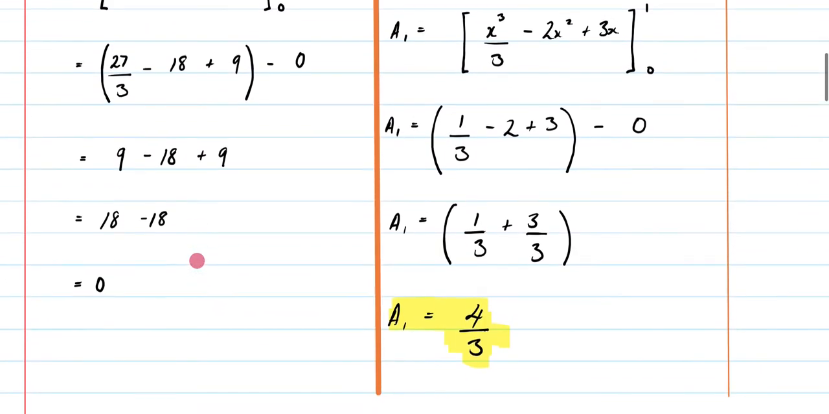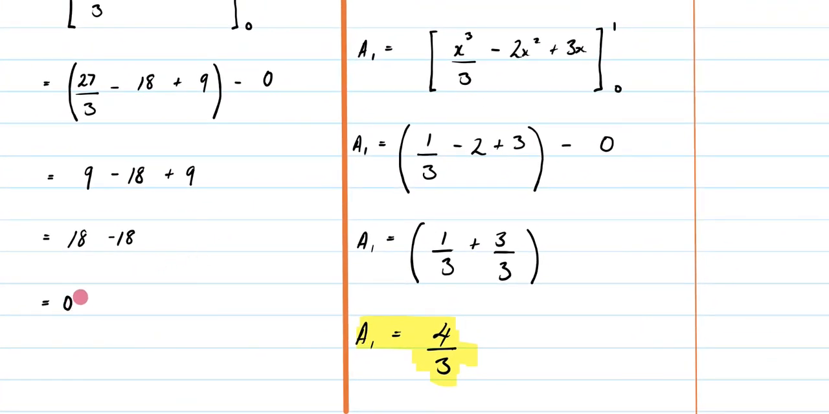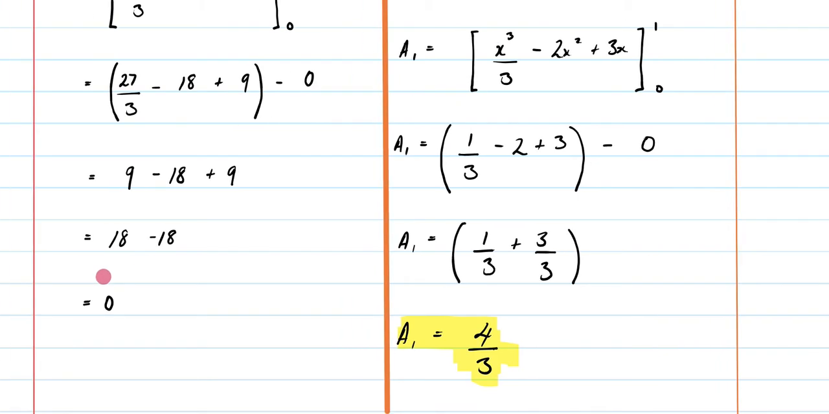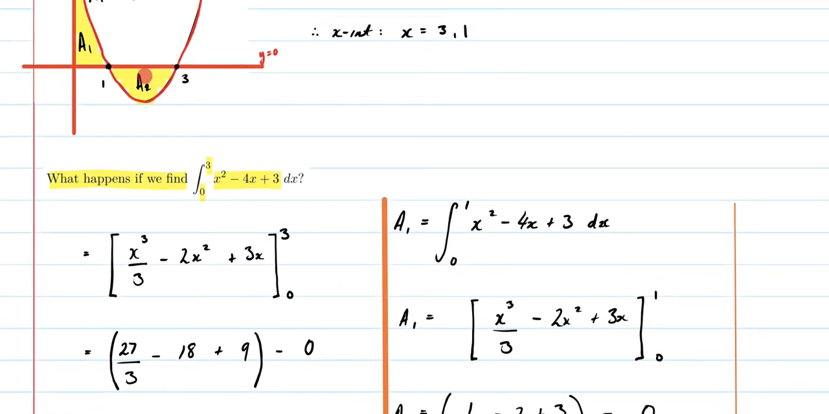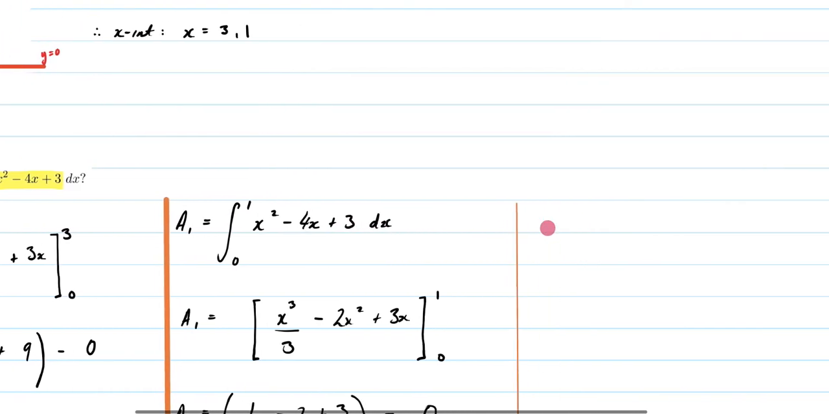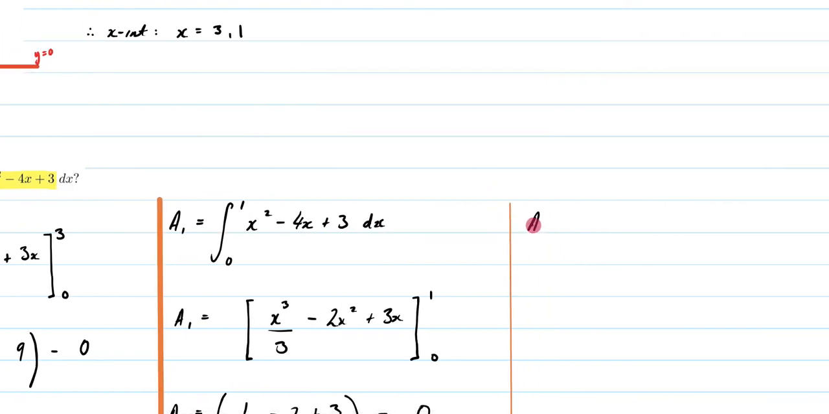So even more so, this number is looking even more sus. I mean, how on earth did we get 0? Hopefully you're still thinking that question. Okay, so now what we're going to do is find the area of A2. So let's come over here. We're finding the area of A2.